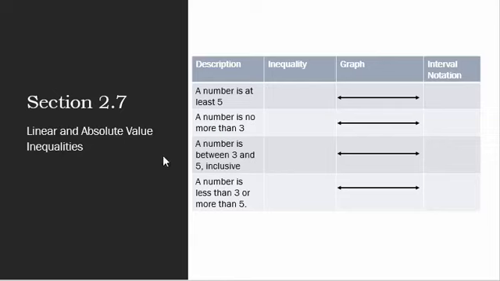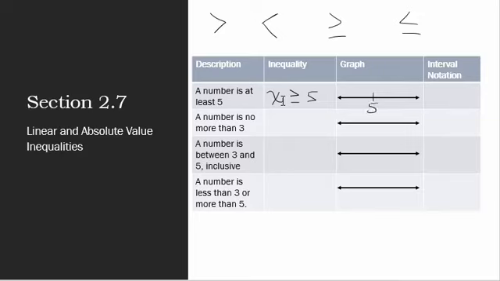In section 2.7, we're solving linear and absolute value inequalities. And so inequalities have an inequality symbol in them. So greater than, less than, greater than or equal to, less than or equal to. And so we're going to try to first find an inequality that would represent the given statement. So a number is at least 5. We can say x, for the number, is greater than or equal to 5.